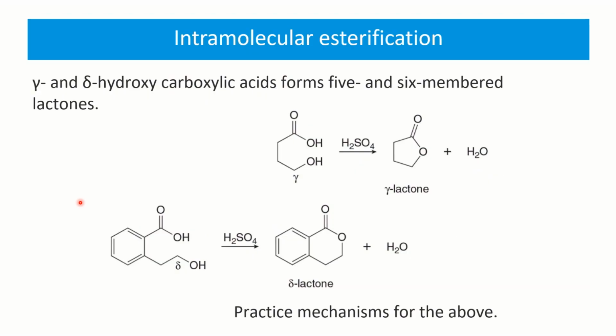Here we have intramolecular esterification. You can see that with a bit of acid catalyst, when you have a hydroxy acid, in this case a gamma hydroxy acid, you end up with a cyclic ester called a lactone. So we have a gamma lactone, which is a 5-membered lactone. Here we have a delta lactone, which is a 6-membered lactone.